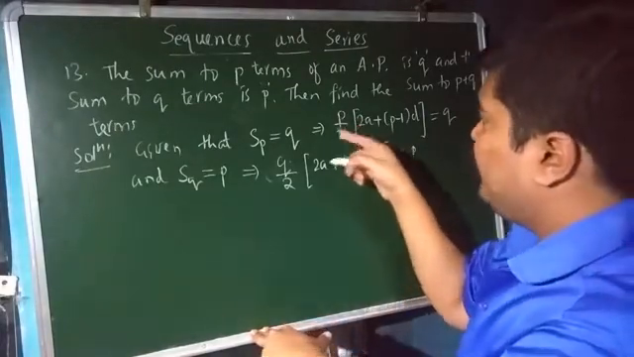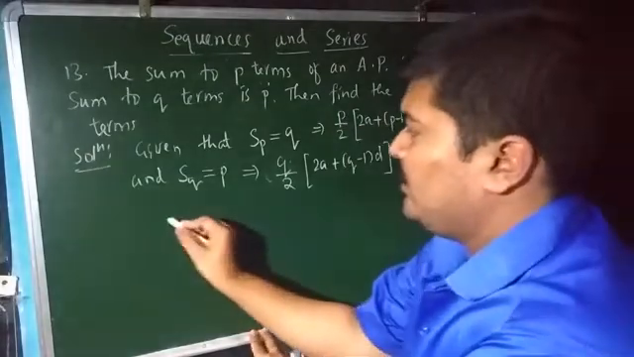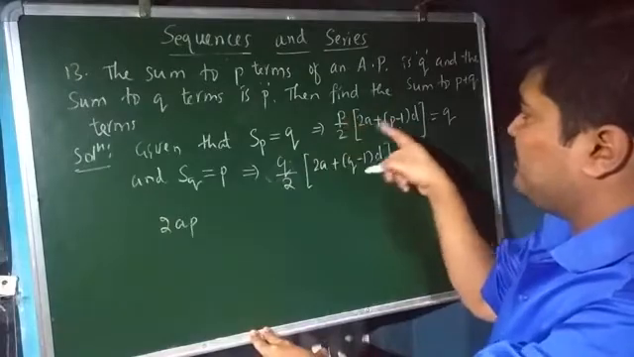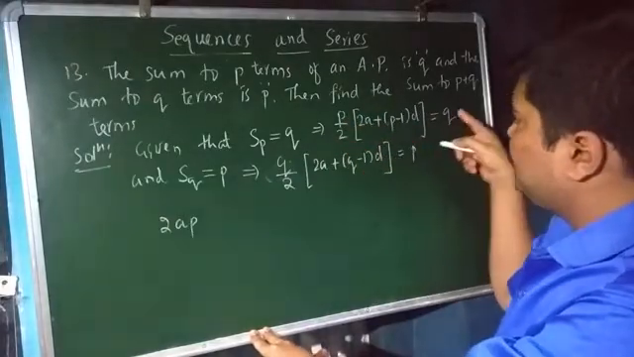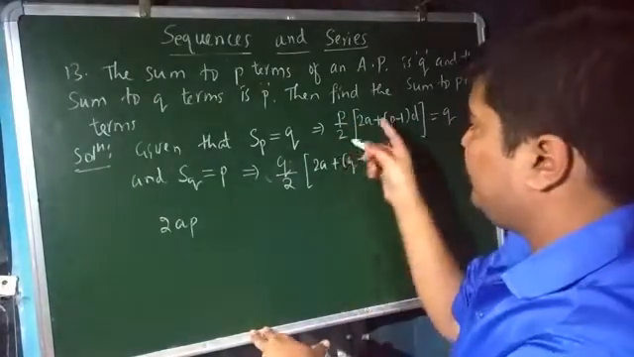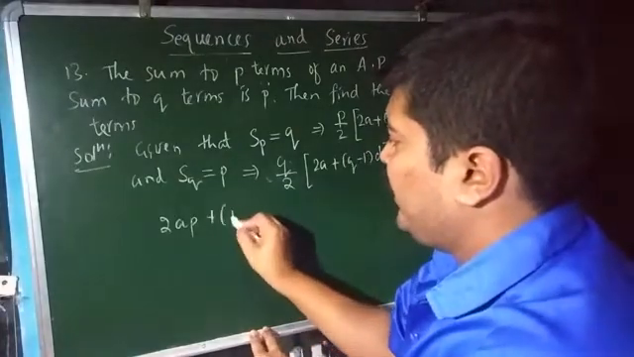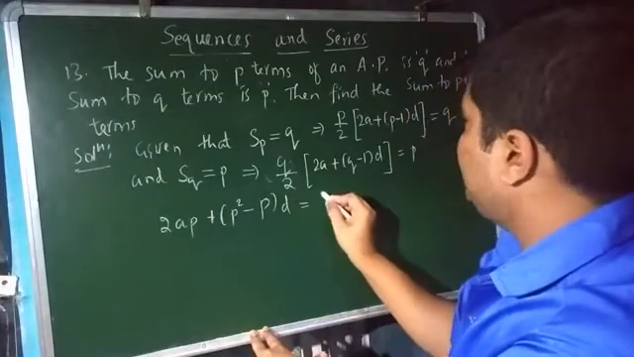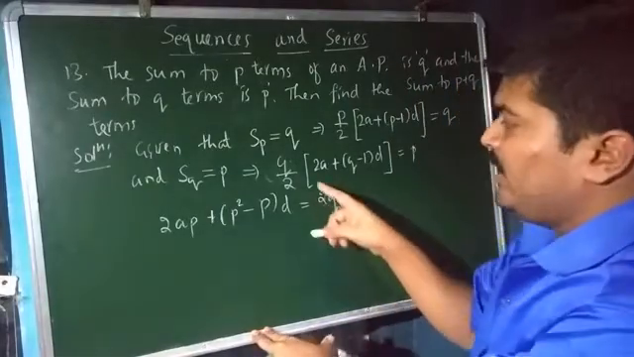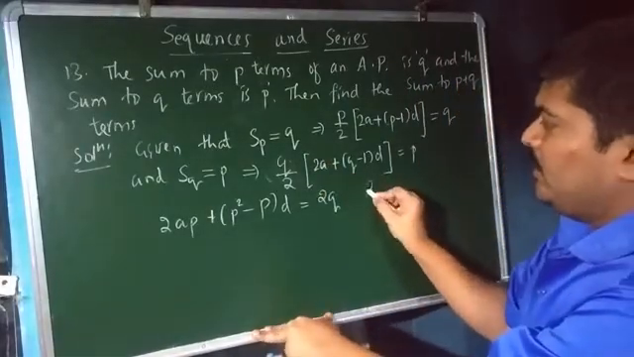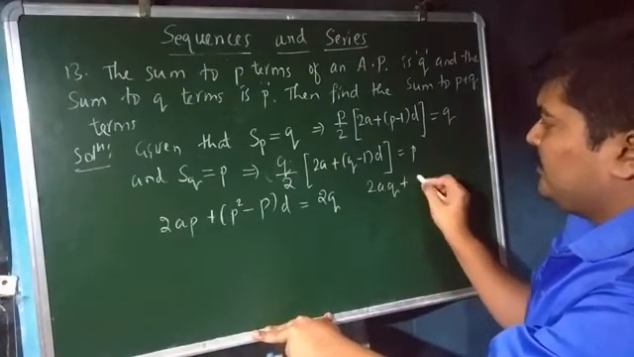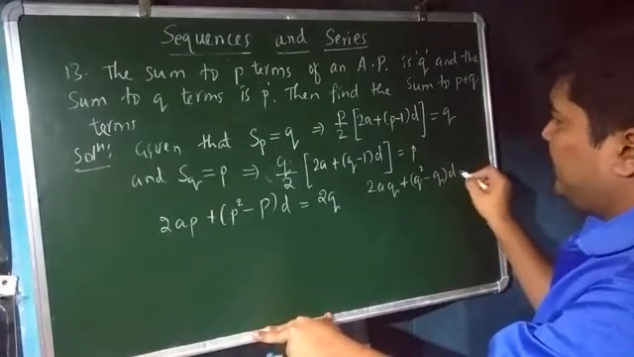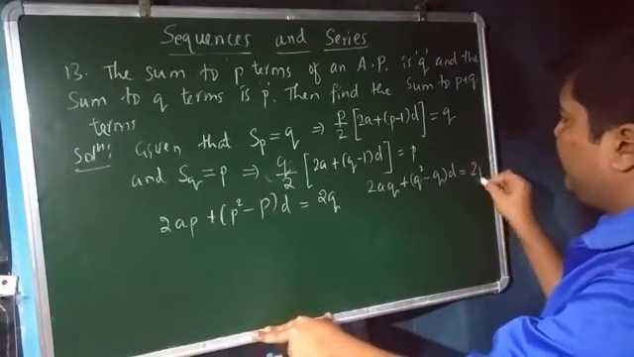From this equation we can get 2 into ap. Here I am multiplying this term inside and cross multiplying this 2 with this q. I hope all of you are following the things over here. You will get 2ap plus p square minus p into d is equal to 2 into q. Similarly, from this equation we will get 2aq plus q square minus q into d is equal to 2 into p, isn't it?